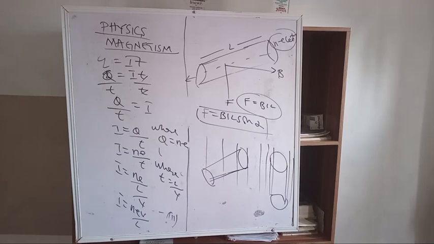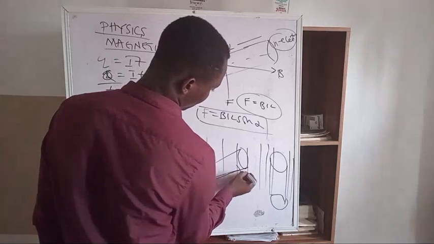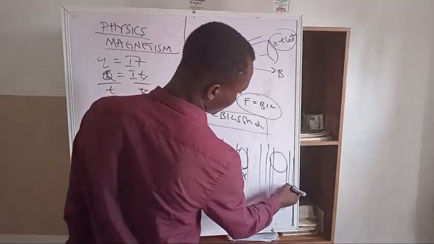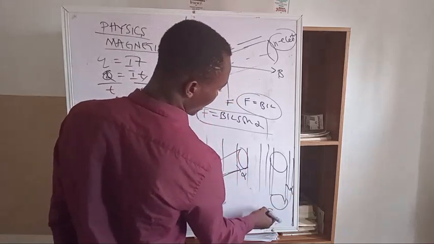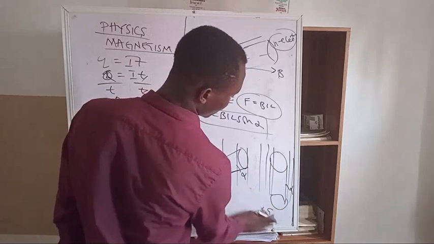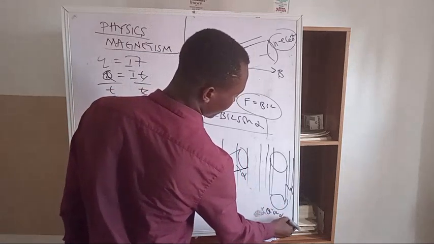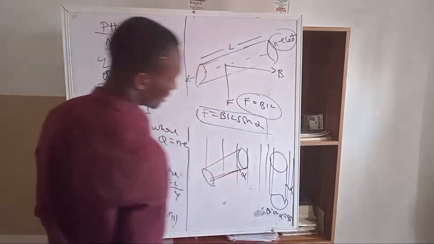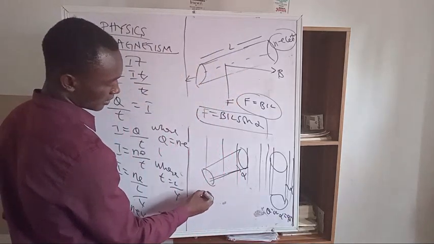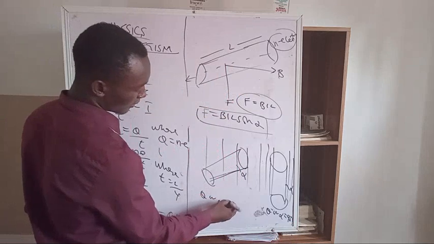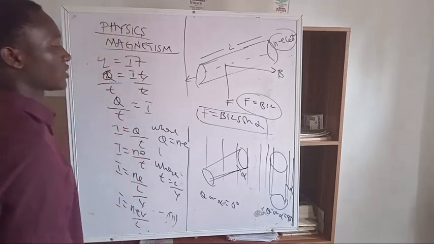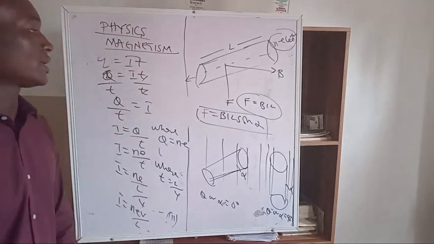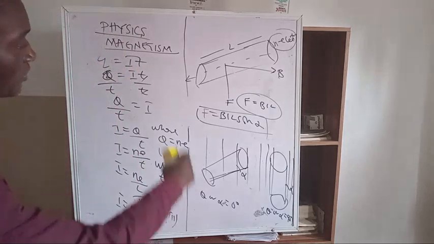So if it's at right angle to the field, what is going to happen? This is the value of alpha, and this is another value of alpha. If it's at right angle to the field, theta or alpha is equal to 90 degrees. But if it's parallel, theta or alpha is equal to 0 degrees. Are we together? So now if I give you a question and I say that it is parallel to the field, just use the value of what?